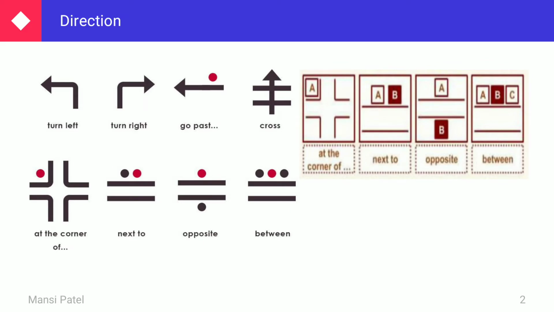You can see here the words at the corner that we already studied, next to, opposite and between. These are all the words that we use to indicate or to explain any route. So let us see.